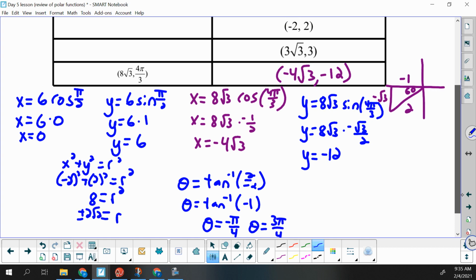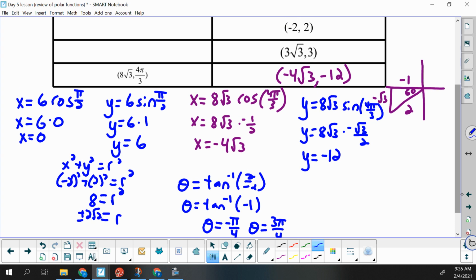Now to write our point, we just got to be careful. Negative 2 comma 2 should be in the second quadrant. So let's say that we were going to use the 3 pi over 4. We've got to think about which radius we would want to use. Well, 3 pi over 4 is in the second quadrant. We would want to keep it there, so we would use the positive radius.